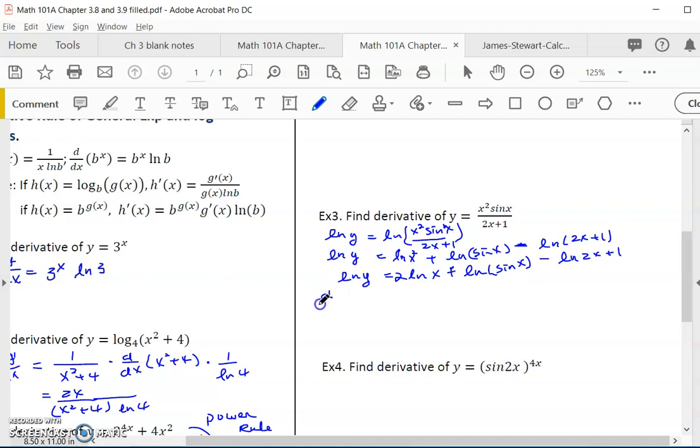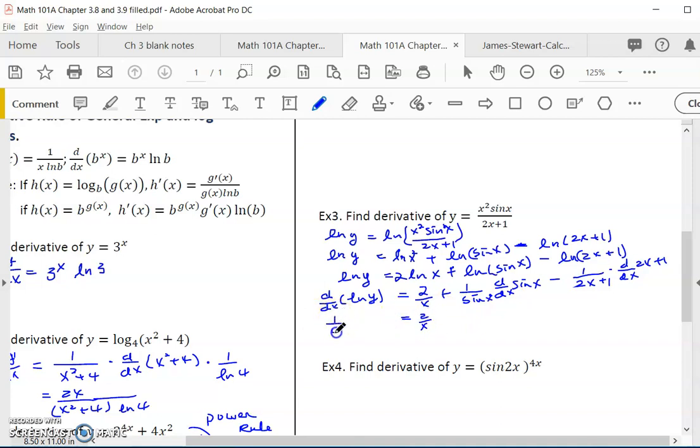Now when I do dy/dx on both sides, you can see that the left-hand side is always the same. This would be 2 over x, and that one would be 1 over sine x times the derivative of sine x, because this is the inside. Whenever you have something inside of the ln, you have to do a derivative. Minus also 1 over 2x plus 1, and also do a derivative of 2x plus 1.